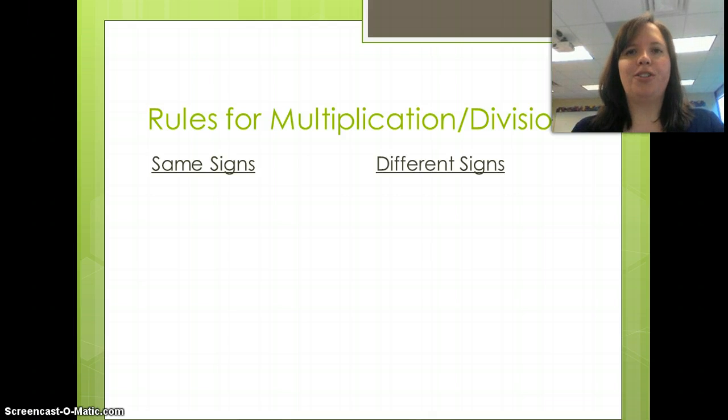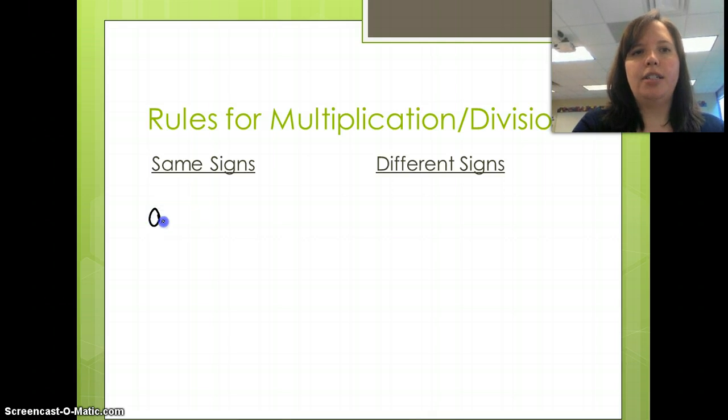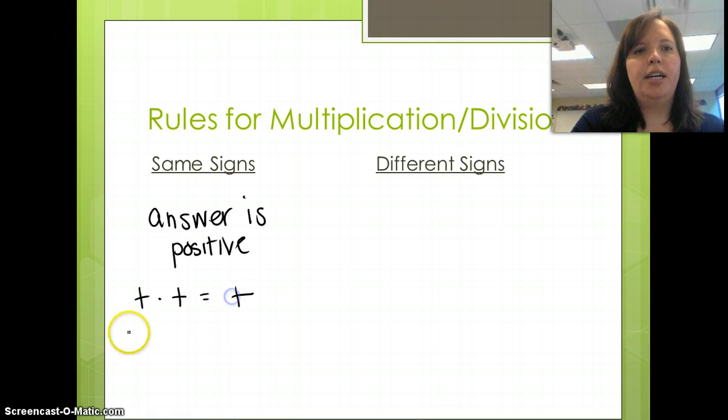Oh, sorry, let me first do just a review of the basic ideas, and this goes for integers as well as fractions as well as decimals. Remember, if it's the same sign when you multiply or divide, the answer is positive. So a positive times a positive is a positive. A negative times a negative is also a positive.